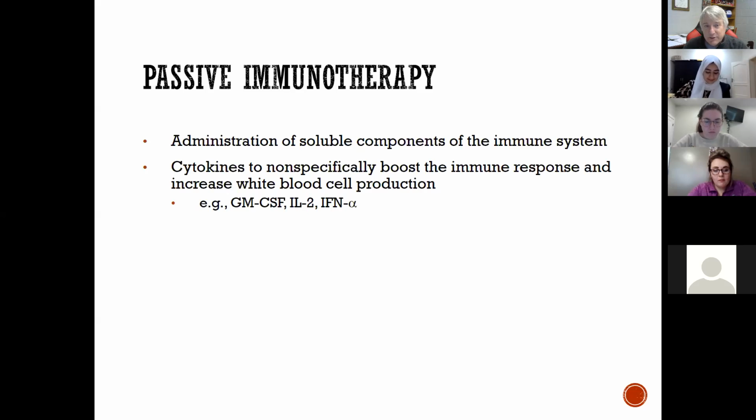So we can actually administer interferons, okay, alpha. So we can give the cytokines. So definitely something that would boost the immune response in an area of a tumor. Definitely we could use immunotherapy.